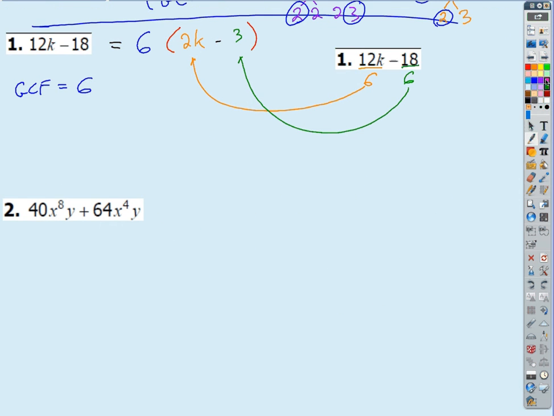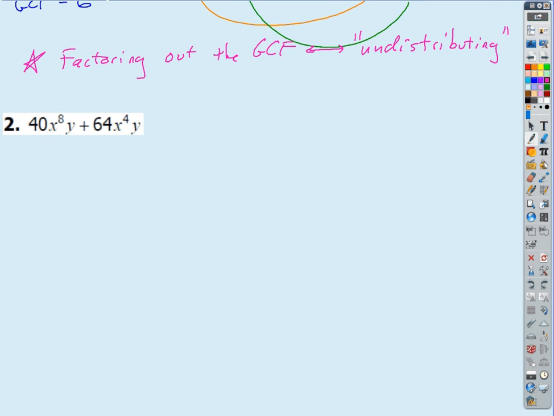I'm going to write that down. That's such an important thing. Seems like a minor thing, but it's an easy way to think about it. So factoring out the GCF is the same as undistributing, right? Okay, what about the next one? This looks harder. So what's my GCF going to be here?